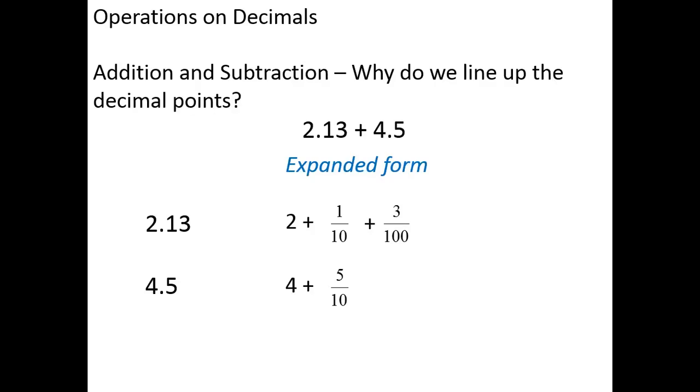Now we know that when we add fractions, we can only add fractions with like denominators. And how do we make sure that we are adding those like denominated fractions together? Well, we do that by lining up the decimal points, because lining up the decimal points assures that we will be lining up our whole number values and our fractional values that have denominators of 10 and our fractional values that have denominators of 100.